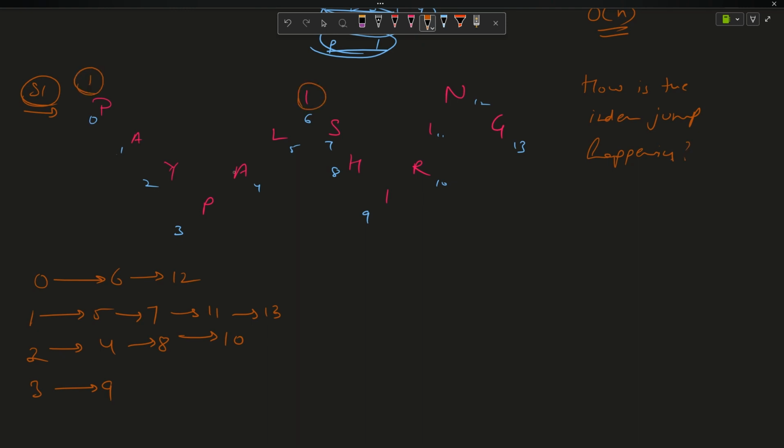Okay, so if I look at the question closely, my first position occurred at index 0. The second position occurred at index 6. How is this gap coming? How can I get the gap of 5? Sorry, how is the gap of 6 coming?